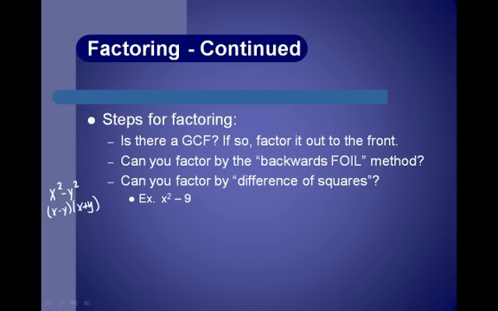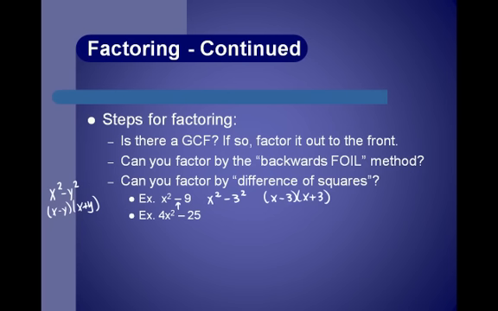So our first question on difference of squares is, are there 2 terms? Yes. Difference means, is there a minus in the middle? Yes. And are both of these terms a perfect square? Yes, this is x squared minus 3 squared. Therefore, we could factor that as x minus 3 times x plus 3.